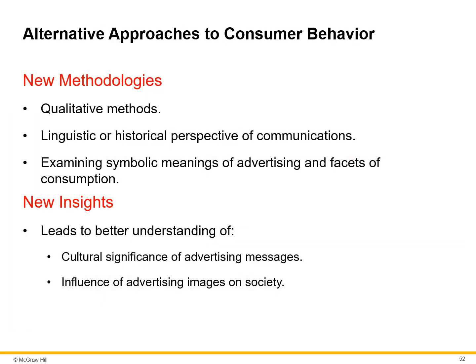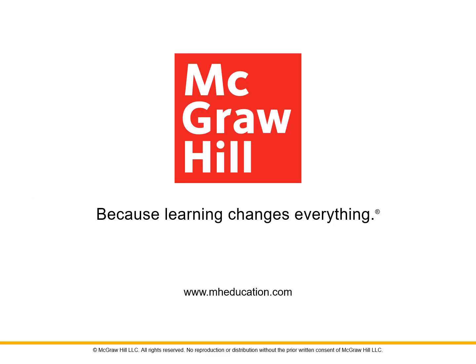There are also new methodologies emerging, qualitative methods, linguistic or historical perspectives of communications, examining the symbolic meaning of advertising and facets of consumption. New insights are emerging, leading to a better understanding of the cultural significance of advertising messages and the influence of advertising images in society. So these are the things that you should pay attention to. I think that's all I have for this chapter.